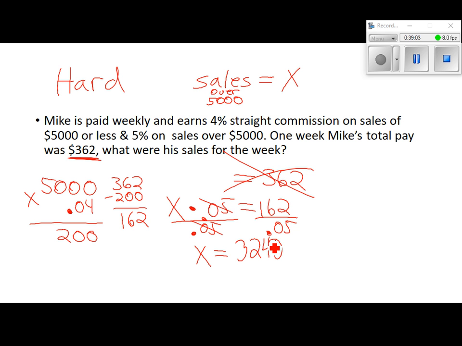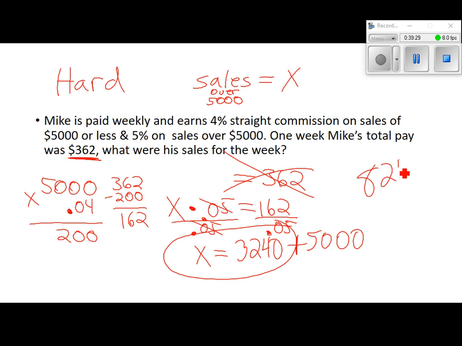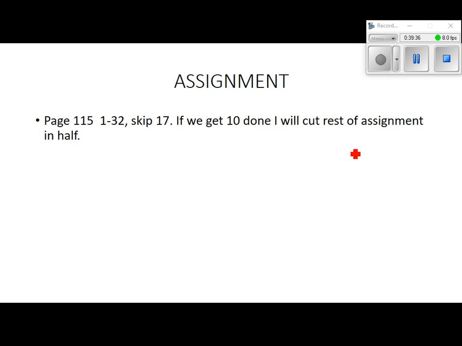Now, here's why I don't like doing it this way. Is that your answer for this problem? No. That's how much he sold over what? 5,000. What are you going to do with that number? To figure out his total sales. Add 5,000 to it. Good. What do you come up with? 8,000. So how much total sales did Mike have for the week? $8,240. He sold $8,240 worth of stuff.